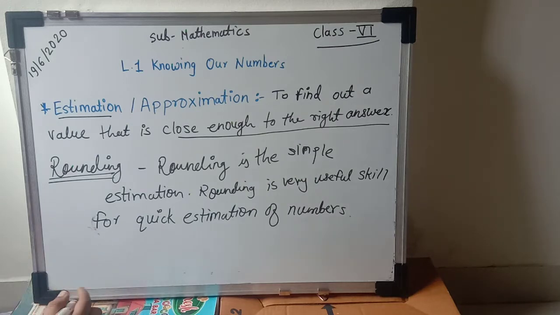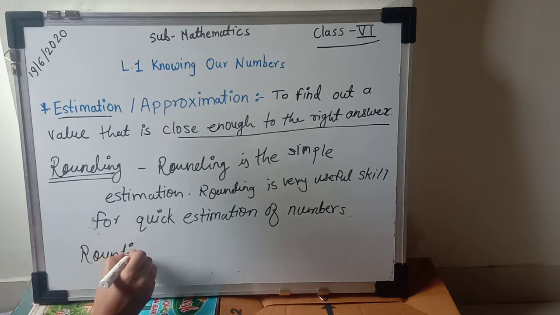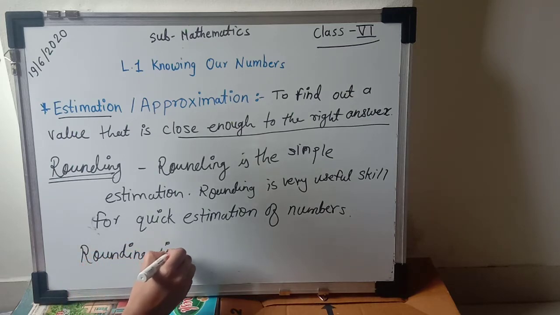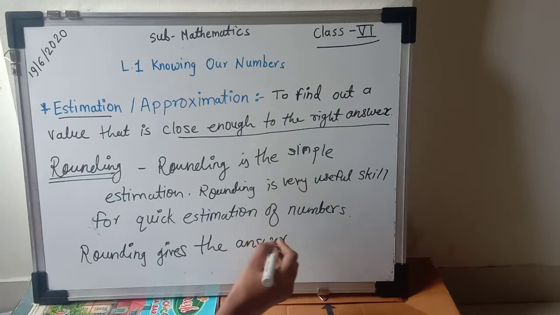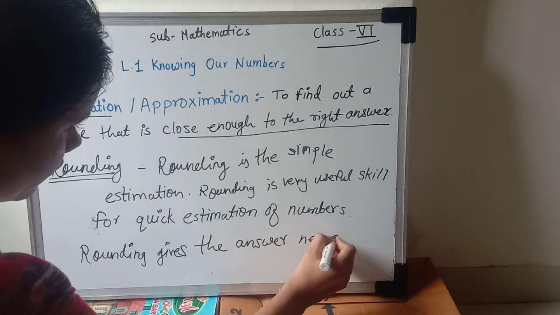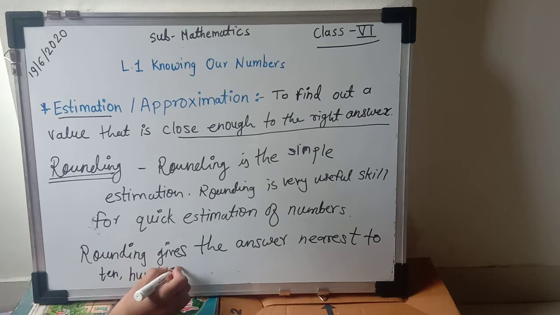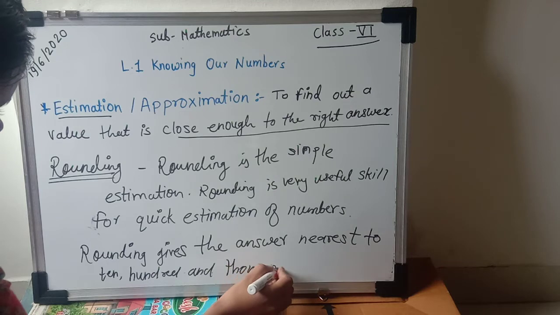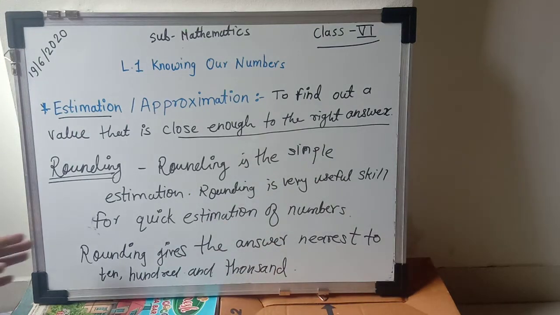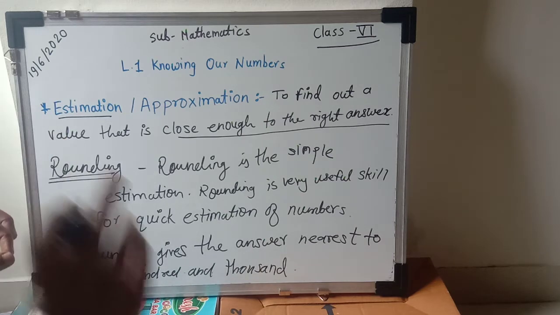So here rounding gives the answer nearest to 10, 100 and 1000. It is very important that when you are rounding the number, that rounded number is near to the close answer.